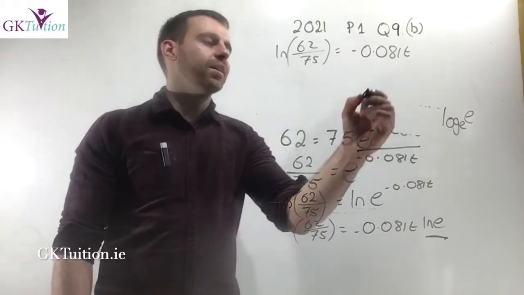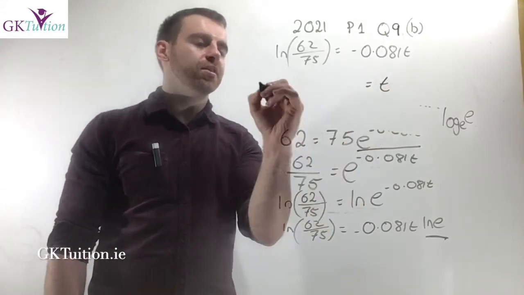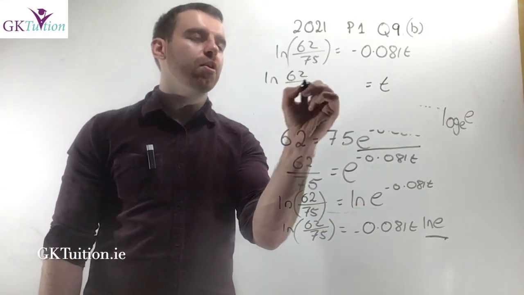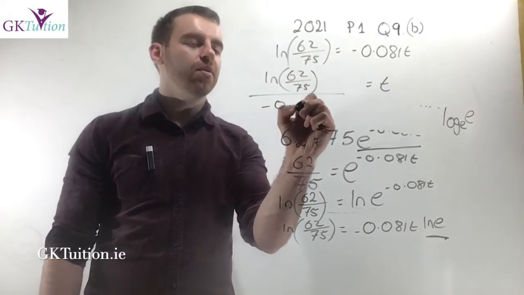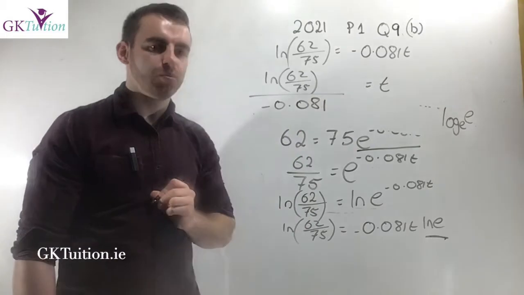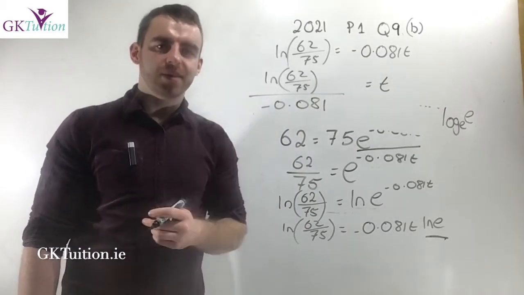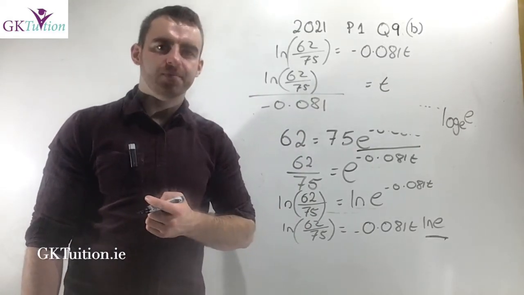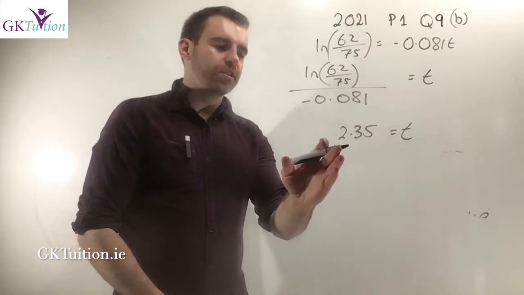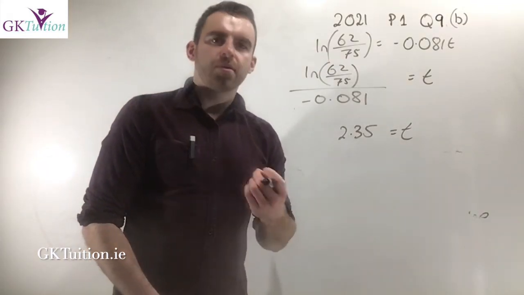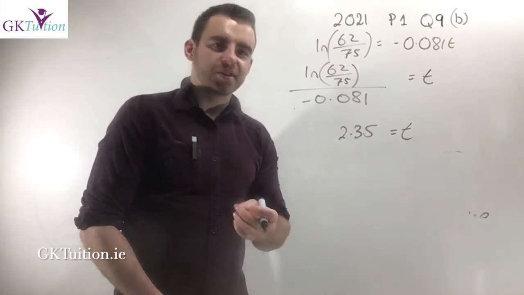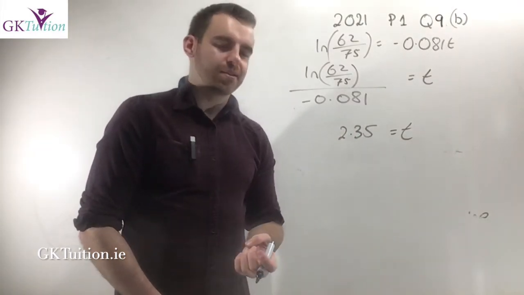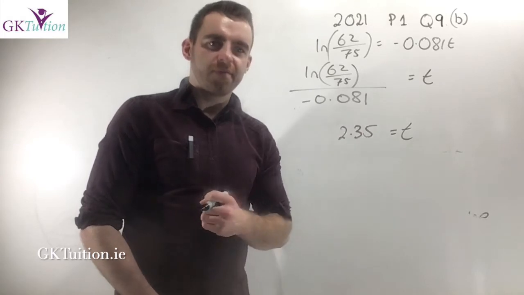My goal is to get t on its own. So to get t on its own, I'll simply divide both sides by the coefficient. So it'll be ln 62 over 75 divided by minus 0.081. I'll plug this into my calculator and get my final answer for t. So if we plug this into our calculator, we get 2.35. Now the question asked us to leave our answer to the nearest second, but it told us at the start of the question that t is in minutes. So this is 2.35 minutes.